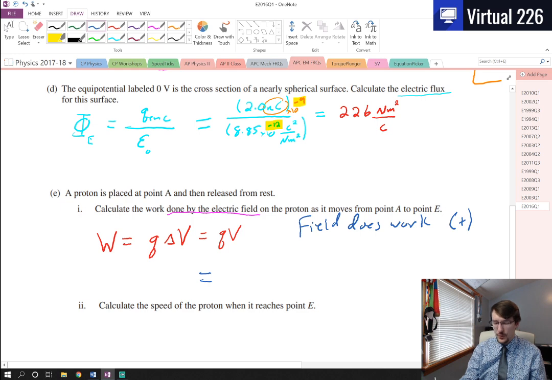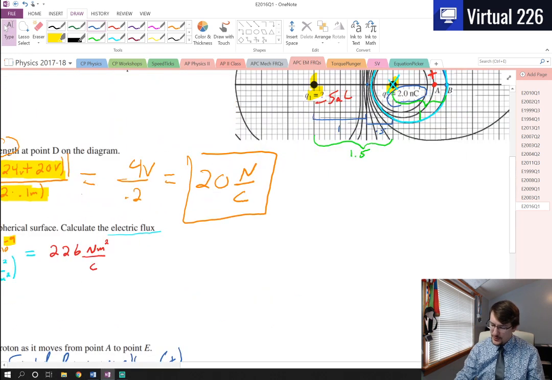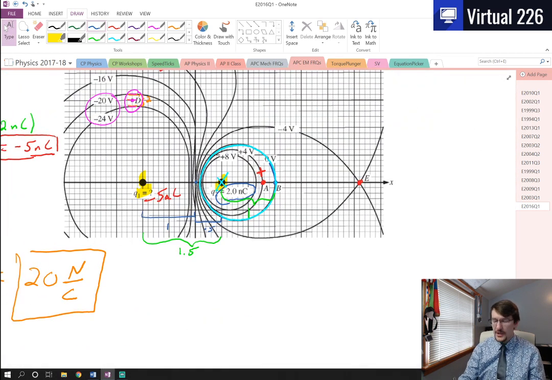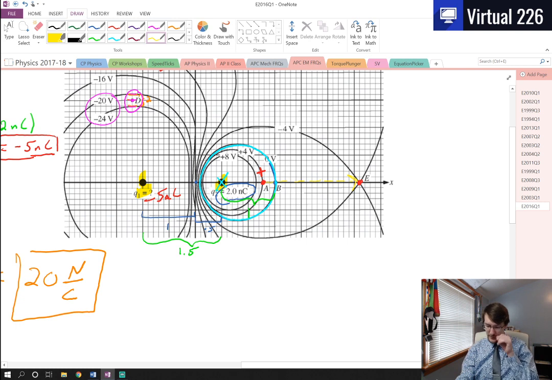You're going to get a positive work value there. And the reason that this field is doing positive work is because the electric field is always pointing from the positive to the negative. So if I were to draw an electric field line out here in yellow, there is an electric field line pointing to the right like that. And that's where the positive charge is going to move.